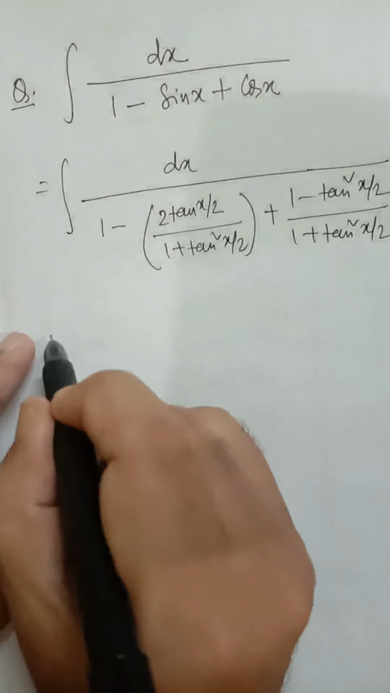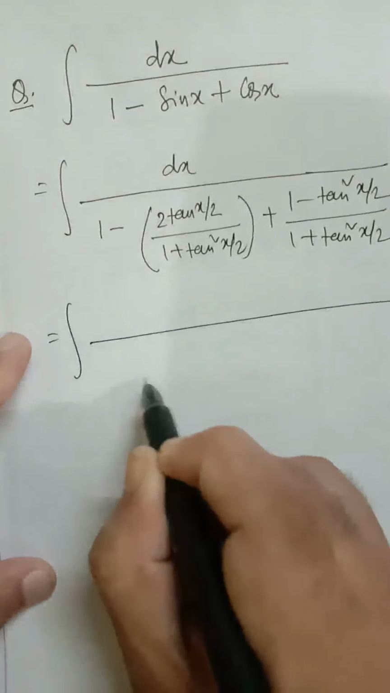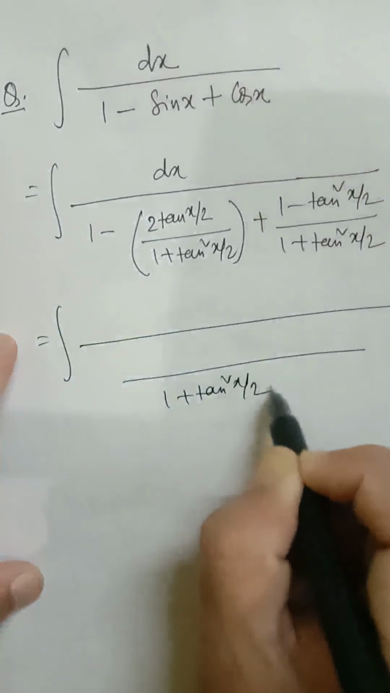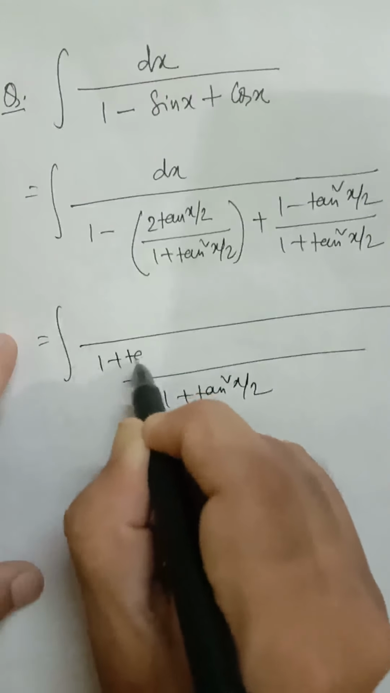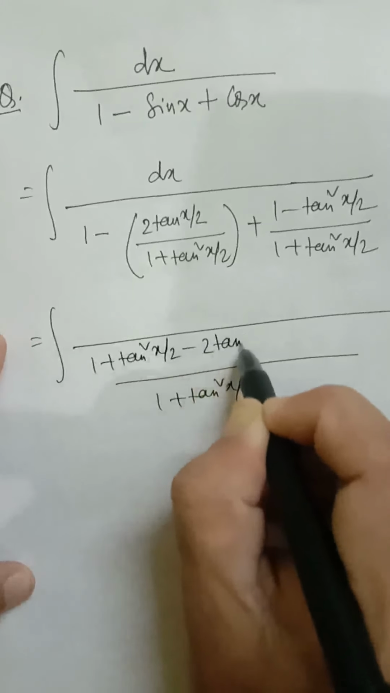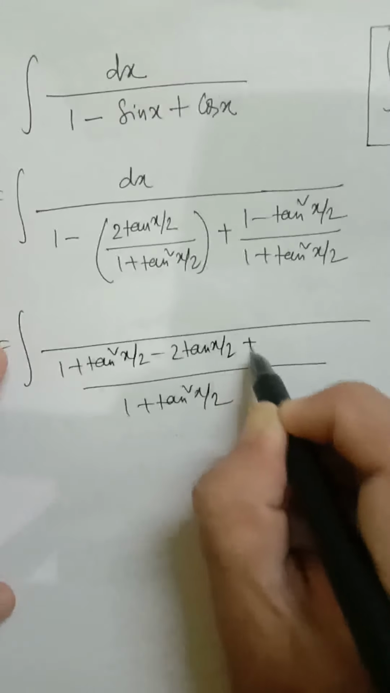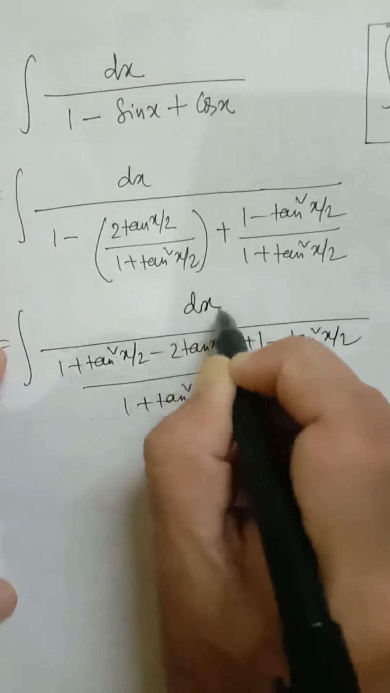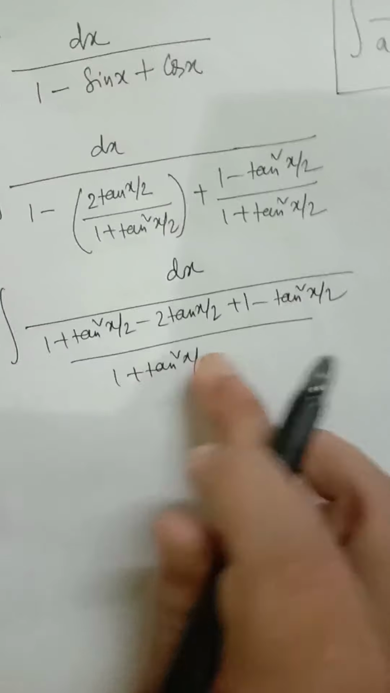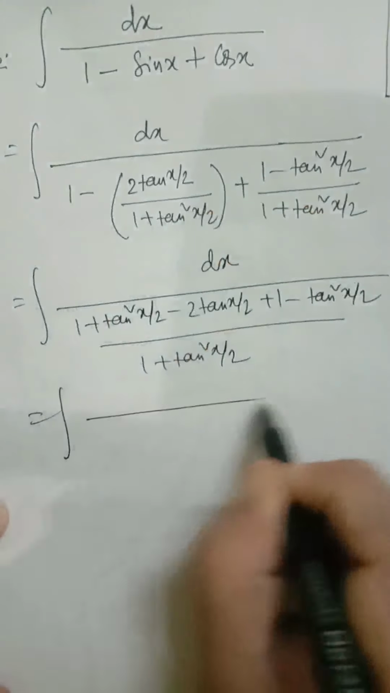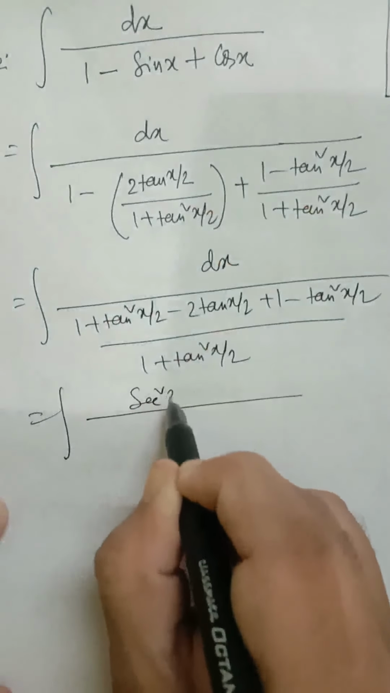Taking LCM, in the denominator the LCM will be 1 plus tan square x by 2, and this will be 1 plus tan square x by 2 minus 2 tan x by 2 plus 1 minus tan square x by 2 dx. 1 plus tan square x by 2 is sec square x by 2, which will come in the numerator. So the numerator will be now sec square x by 2.